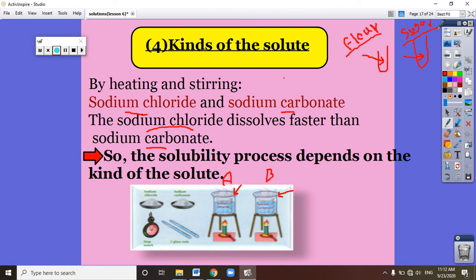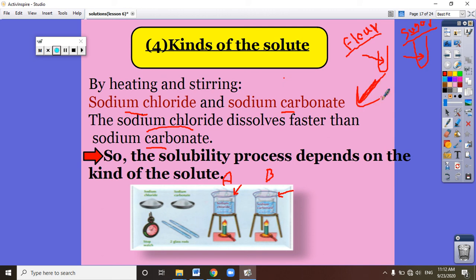Okay, and I start stirring each of them. Which one will dissolve fast? The sugar will dissolve fast in the water, or the flour will dissolve fast in the water? Very good. The sugar will dissolve fast in the water. Why? Because the sugar is different than the flour, right? The flour will take a time to dissolve in the water. It's the same here, okay?